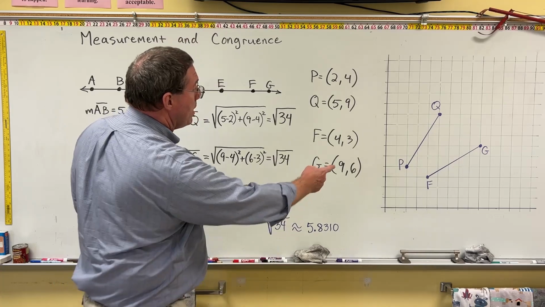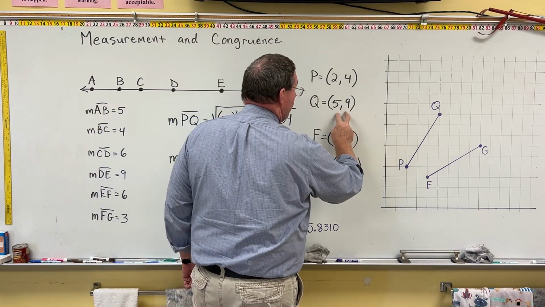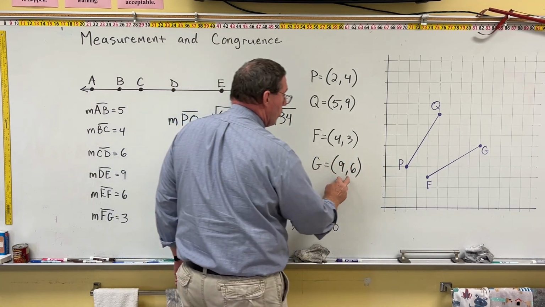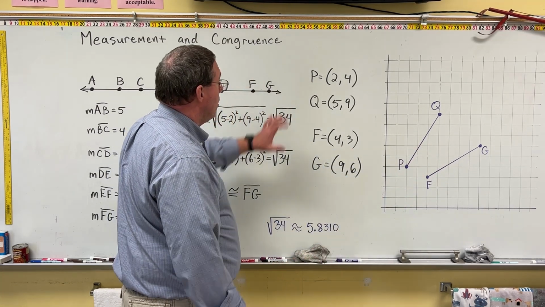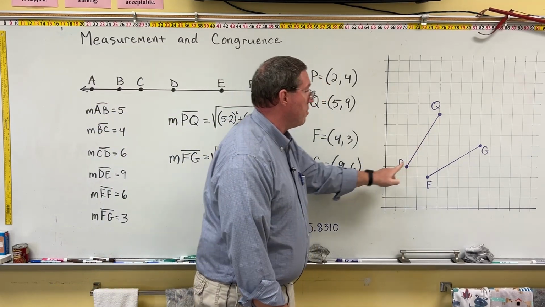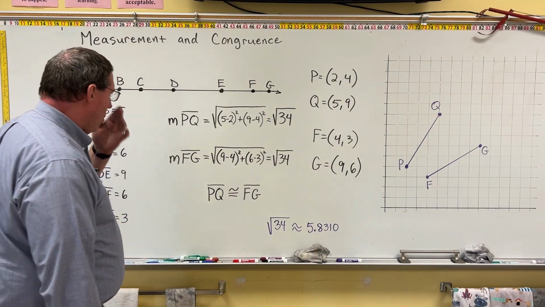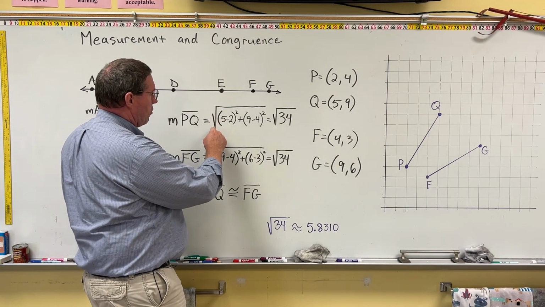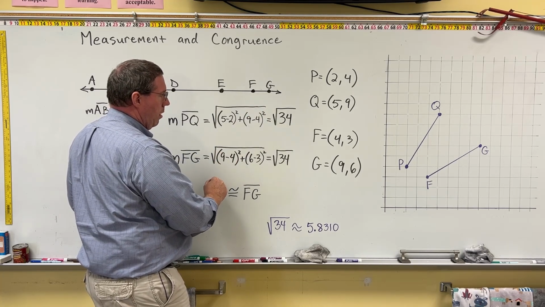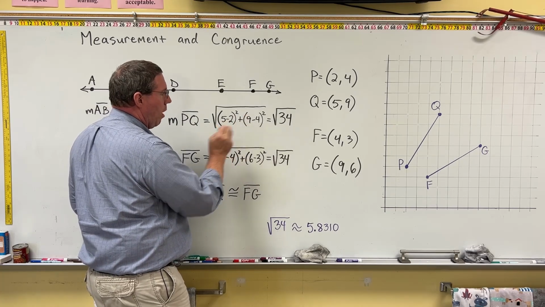Okay, well, P is at the coordinate 2, 4. Q is at the coordinate 5, 9. F is at the coordinate 4, 3. G is at the coordinate 9, 6. This is enough information to find the distance of the segment. Okay, remember, it's a measurement, distance. So, the distance formula is the square root of the sum of the squares of the differences of the coordinates. So, x minus x, y minus y.